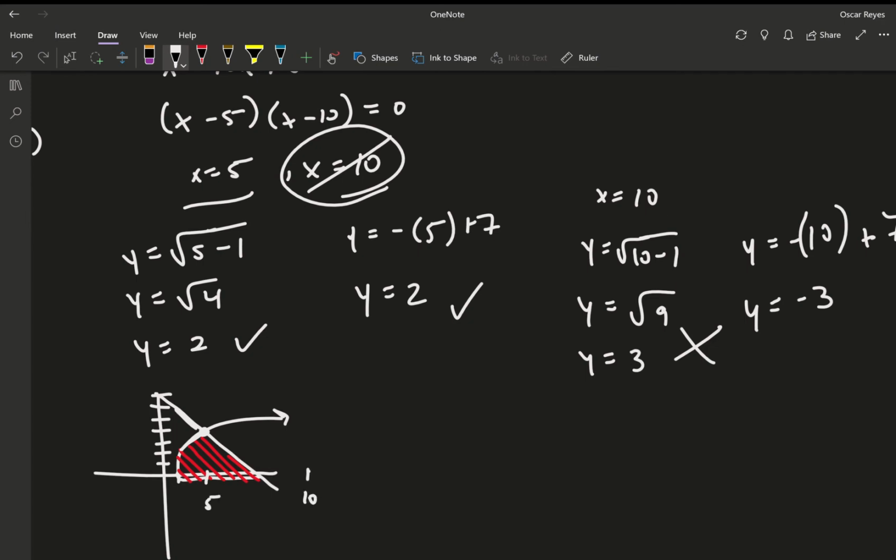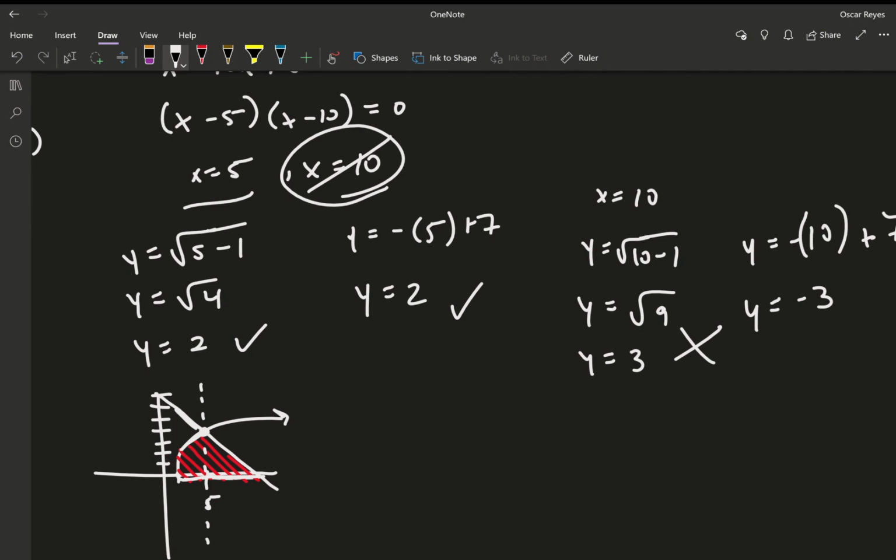As you can see, they don't intersect there. So that's why we needed to check, especially when we're squaring, to make sure that those two functions intersect at the right places. So now we have this graph. We're going to have to cut this in half, and we're going to have to use two integrals.